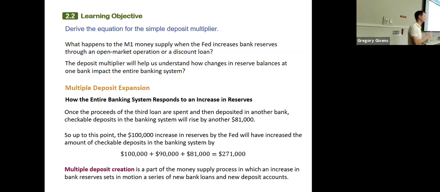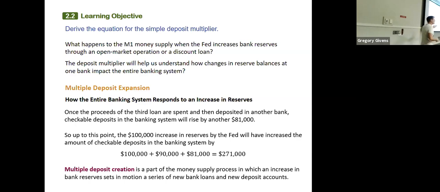Okay, now let me ask you guys this question. Do you think that the process of multiple deposit creation here is going to simply go on forever? We could go on with tedious detail around the room and do an example where loans are made to a fourth bank and then deposited into a fifth bank and then deposited into a sixth bank, and so on and so forth, right? But the pattern is still the same everywhere.